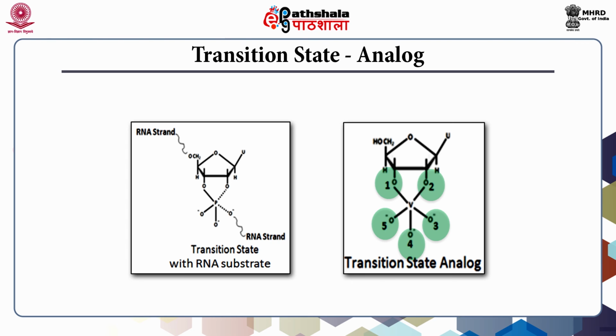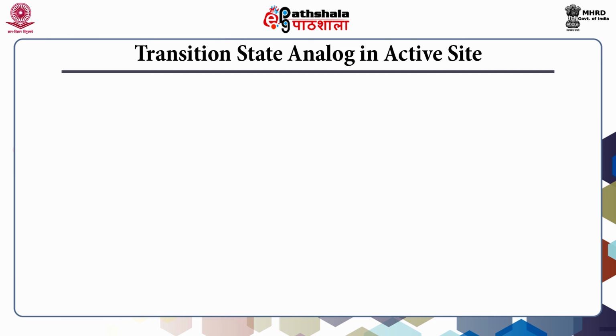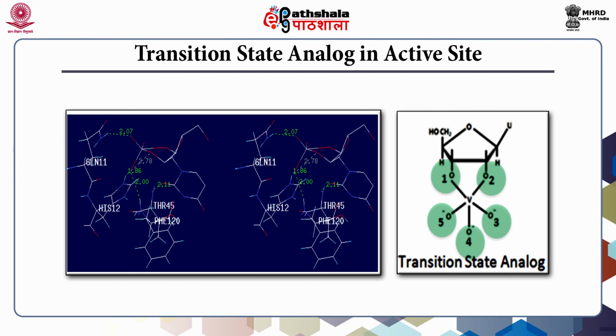There are 5 oxygens in uridine vanadate which are numbered 1 to 5 in this slide. Download the 1RUV file from PDB and open it using the SPDBV viewer. 4 amino acids of RNase A are detected to form hydrogen bonds with the 5 oxygens in the uridine vanadate. These are glutamine 11, histidine 12, threonine 45 and phenylalanine 120. The oxygen labeled as first oxygen in the cyclic transition state analog does not form any hydrogen bond.